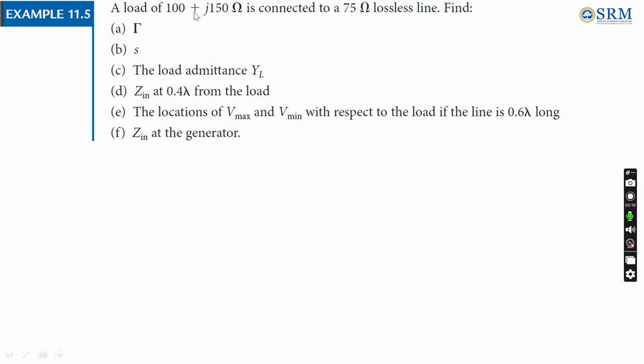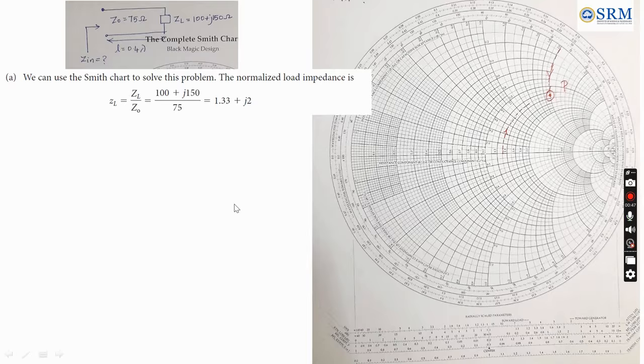Here a load of 100 + j150 ohm is connected to a 75 ohm lossless transmission line. We are supposed to find the reflection coefficient gamma, VSWR, load admittance, that is YL, input impedance at 0.4 lambda from the load, the location of Vmax and Vmin with respect to the load if the length of the transmission line is 0.6 lambda, and the input impedance at the generator side. So these are the given tasks to find here.